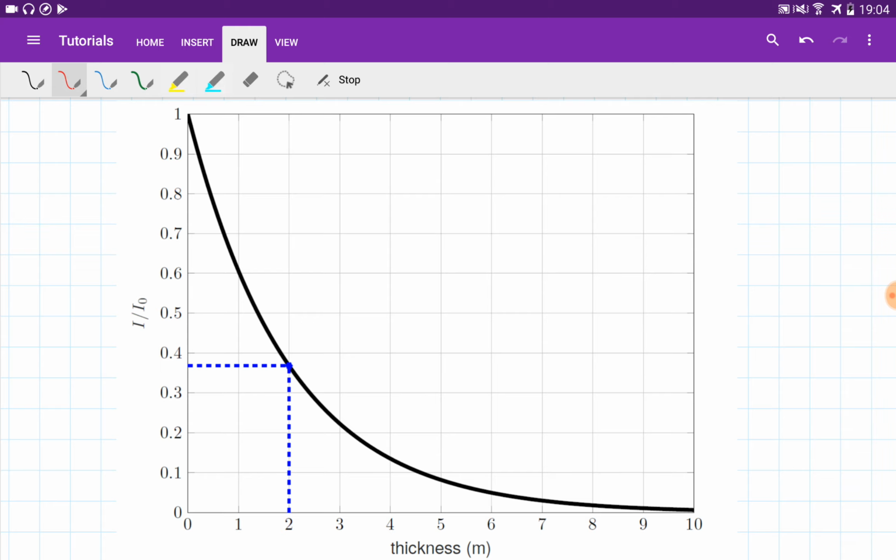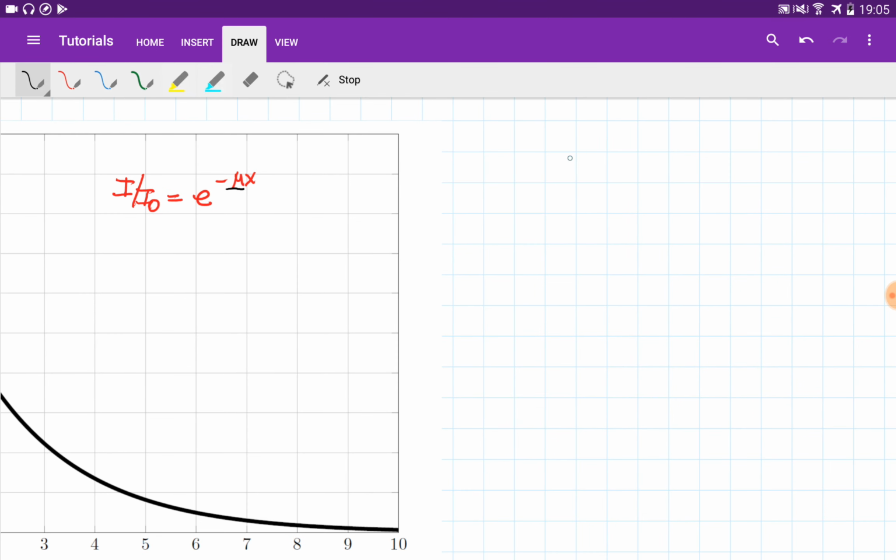So how much intensity do we still have? It's going to be I over I0 is equal to e to the power of minus mu x. We are going to find this mu in two different ways. The first way: if I have this formula, I over I0, at maximum it is equal to 1 when I is equal to I0, when x is equal to 0.